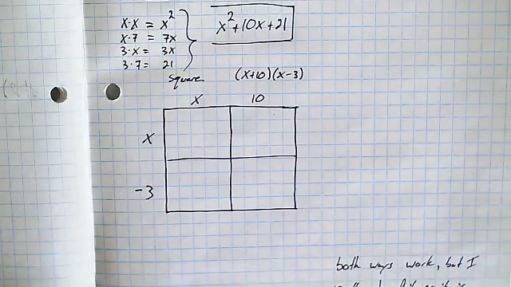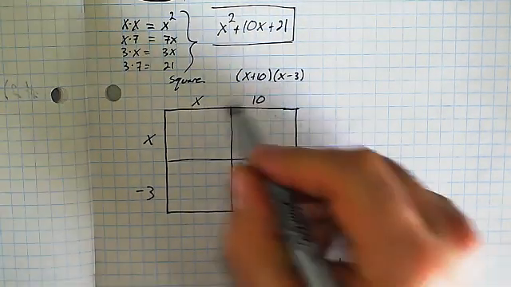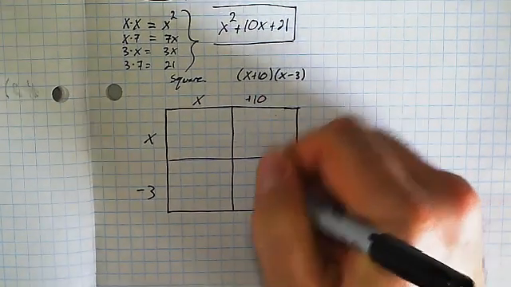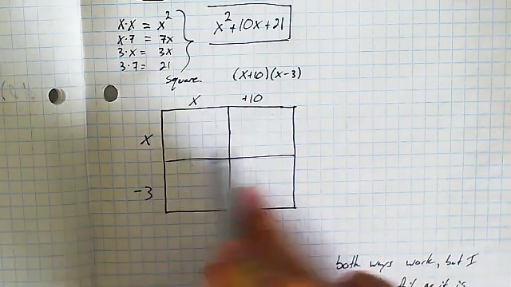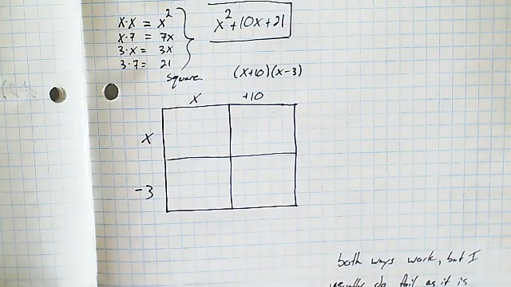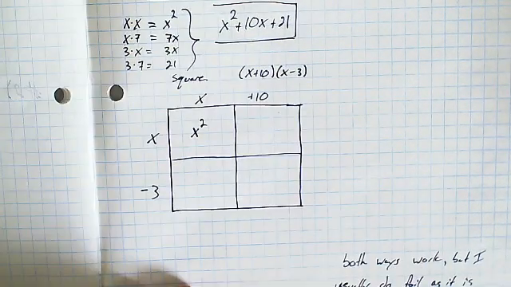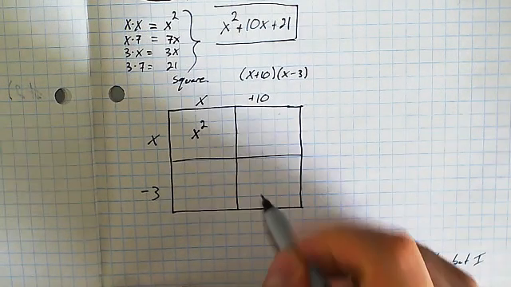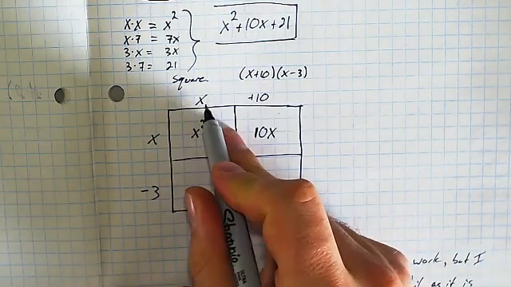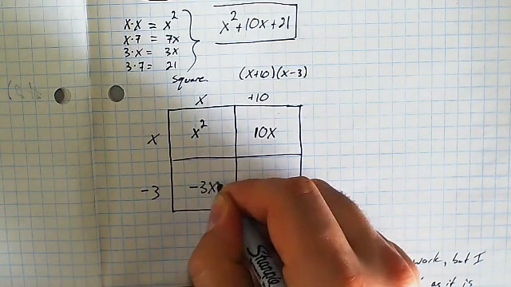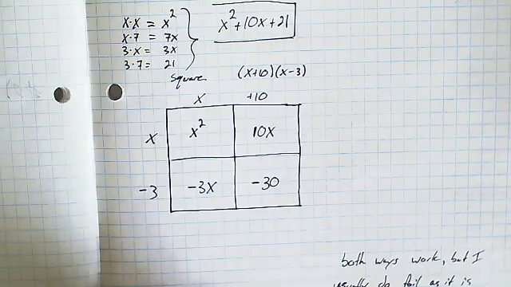Another way some have shown this was called the square method, which is you draw a square with 4 quadrants in it. If I have x plus 10 times x minus 3, I take that x plus 10 and I put it on this top row. So x goes in the first column, and positive 10 goes in the second column. x minus 3 goes, x in the first row, and then negative 3 in the second row. I then do the same thing. What is x times x? Well, that is x squared. x times 10, that's positive 10x. Negative 3 times x is negative 3x, and negative 3 times 10 is negative 30.